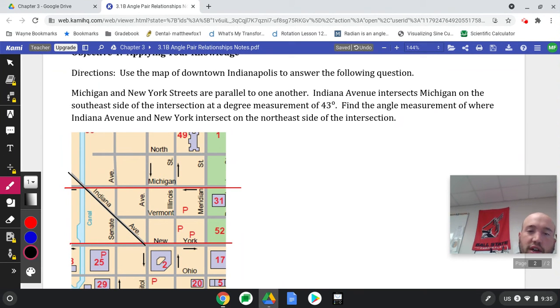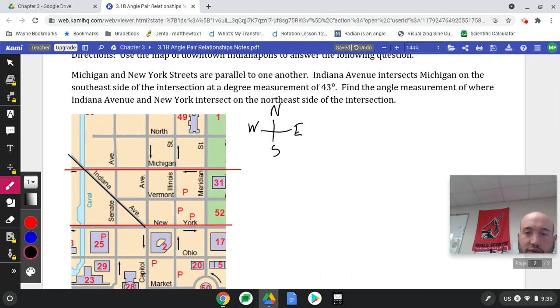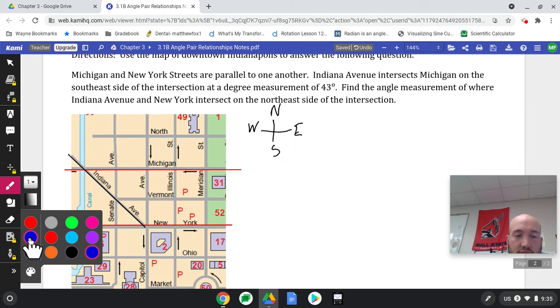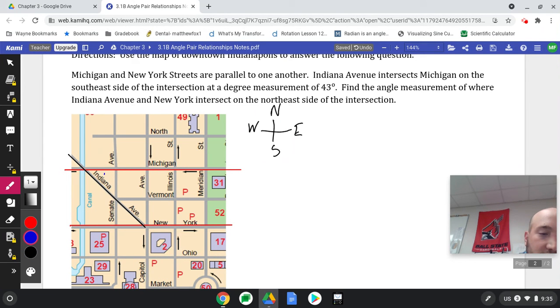And hopefully you guys remember, but if not, north, east, south, west, right? Never eat slimy worms or never eat soggy waffles, whatever you learned it. Okay, so Indiana Ave intersects Michigan on the southeast side of the intersection at a degree measurement of 43 degrees. So southeast is down to the right. So down the right here, that is going to be 43 degrees.